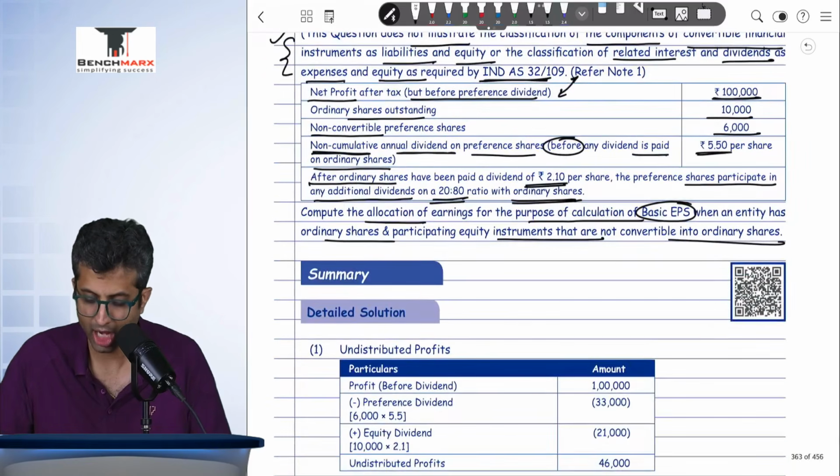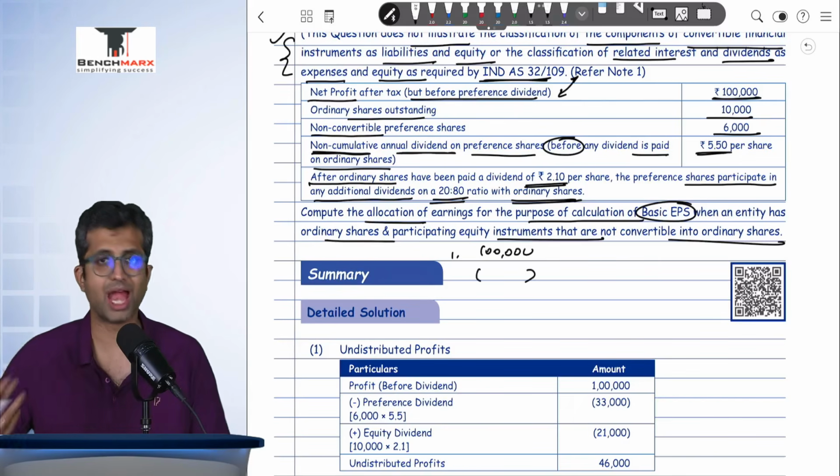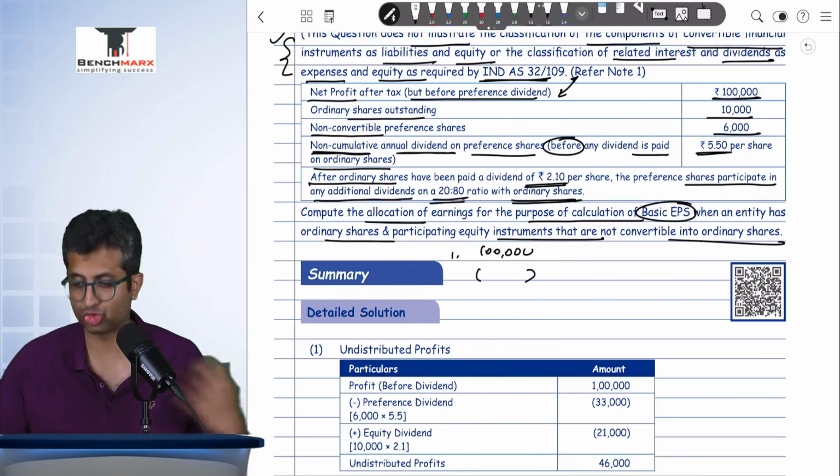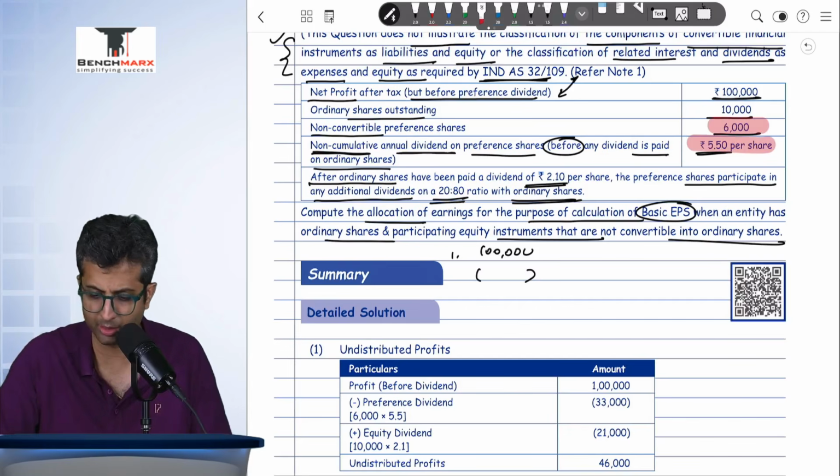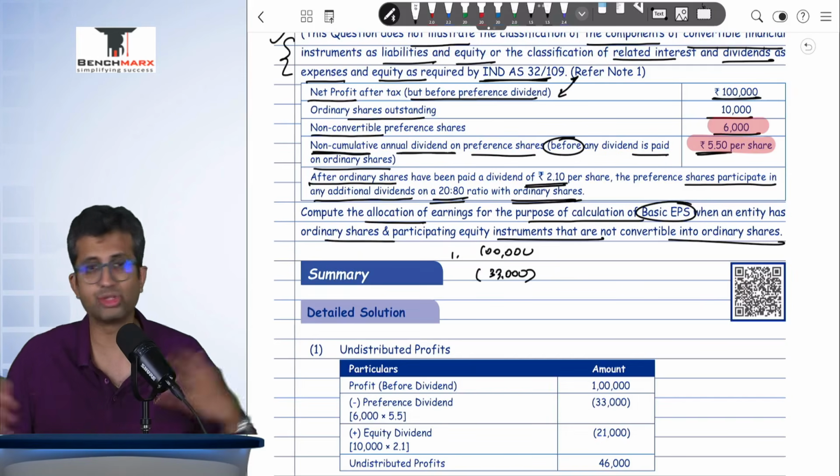Now what will I do? I will first try to find the undistributed profit, which is, I would say, 1 lakh rupees. Out of it, before they start sharing, I have to first pay the preference shares. That is 6,000 into 5.5. 6,000 into 5.5 probably comes to around 33,000. Now is this a pool of money which can be shared?